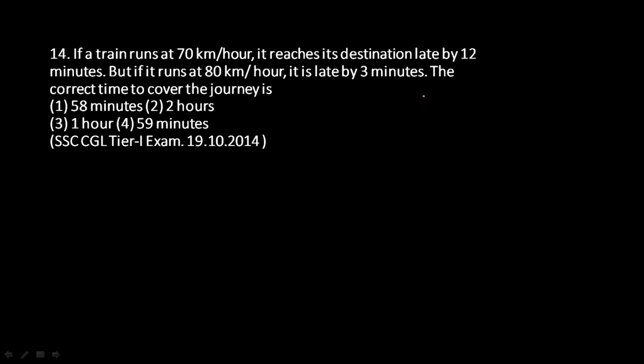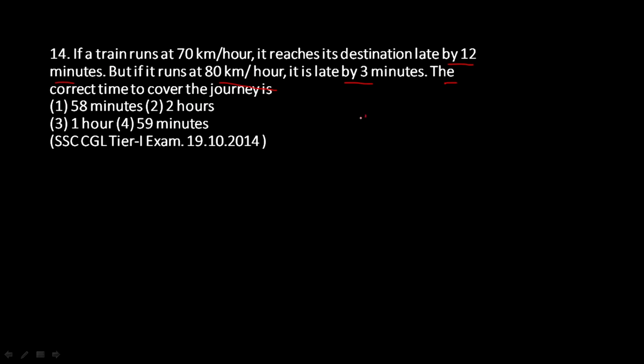Number 14. If a train runs 70 km per hour, it reaches its destination late by 12 minutes. But if it runs 80 km per hour, it gets late by 3 minutes. The correct time to cover the journey is? So how will you solve it?